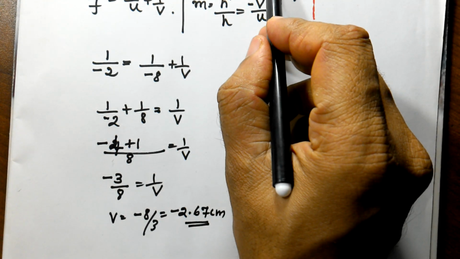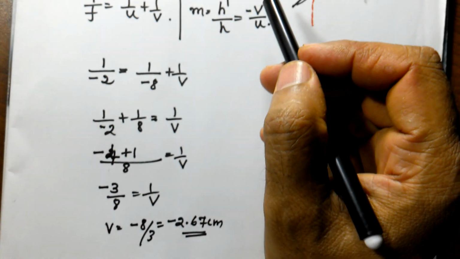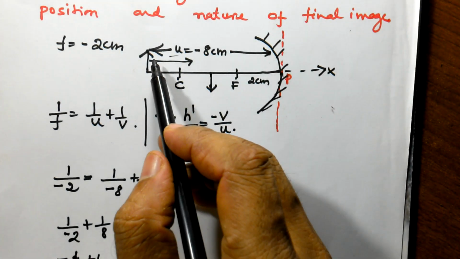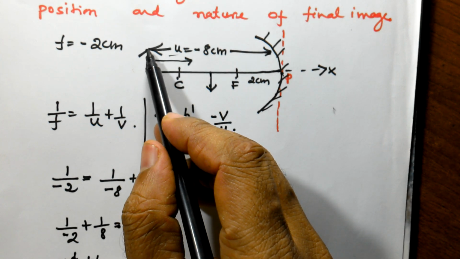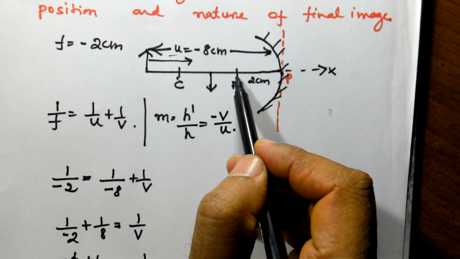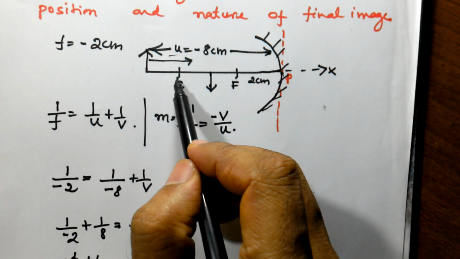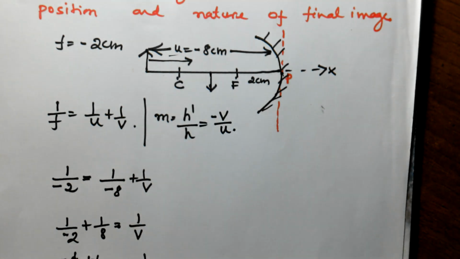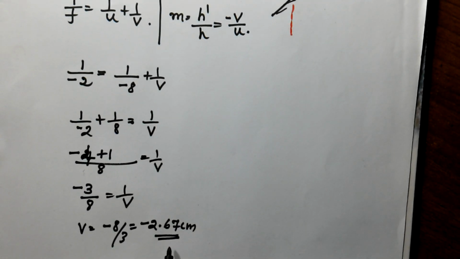So it should be between 2 centimeter and 4 centimeter. See here, 2.67, what the answer we have got. Should I say, when in the derivation we have seen, when the object is beyond C, image is between C and F. F is 2, C is 4, double this, R equal to 2F. You know that derivation. So between 2 and 4, that answer is correct. Greater than 2, less than 4.